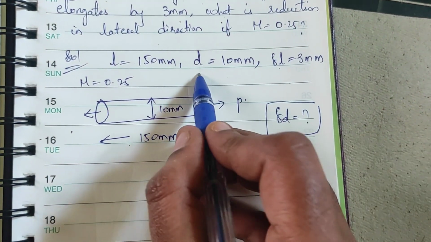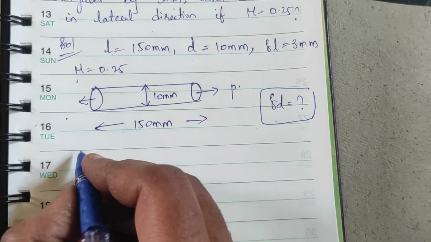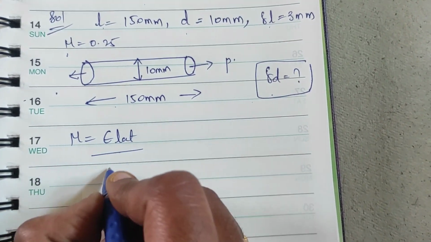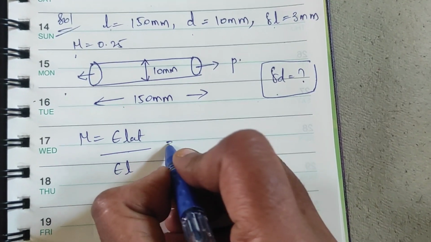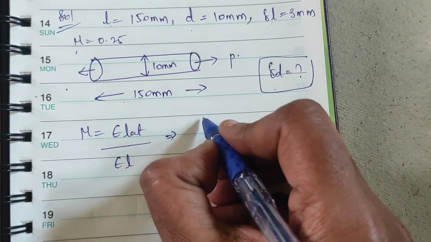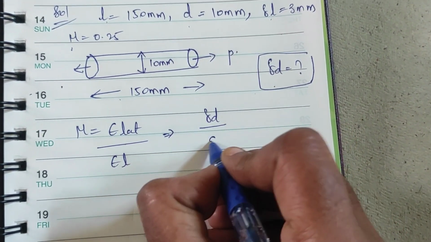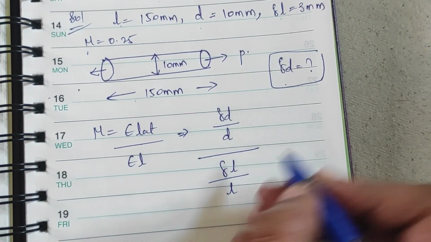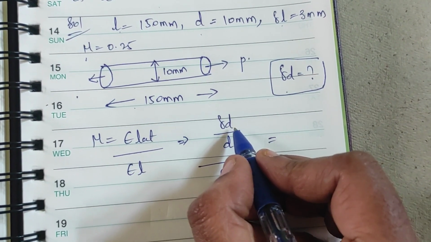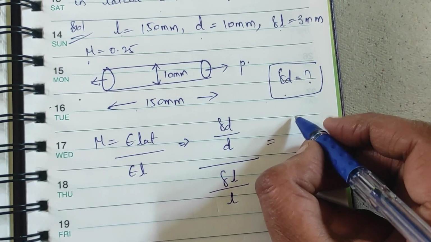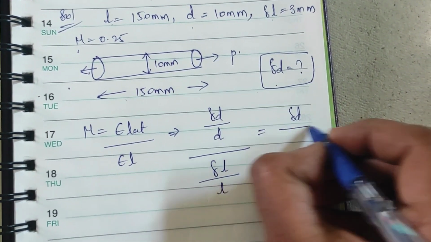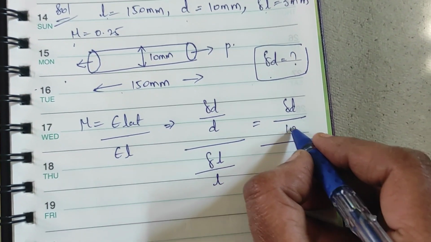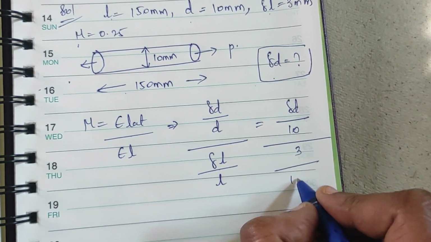Delta L, D, L, mu. The formula is mu equals to E lateral by E linear. That is, E lateral means delta D by D and E linear is delta L by L. What is delta D here? That one only we have to find. Delta D by 10. Here D is 10, and here delta L is 3 by 150.